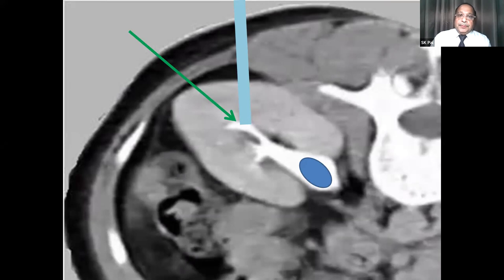So a proper PCNL, a proper puncture, should be in nice alignment with the infundibulum. You should see the infundibulum come in the same straight line, so that there is no tearing in the renal parenchyma, and comfortably you can reach up to the stone.